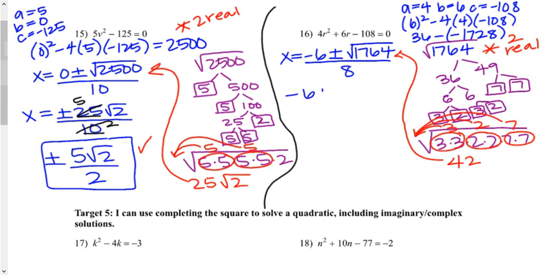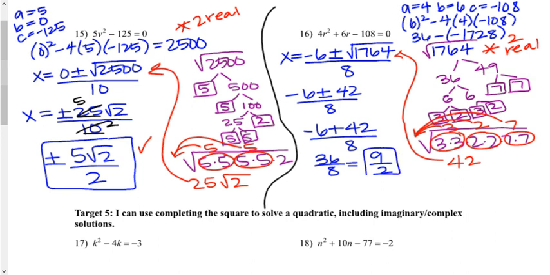So negative 6 plus or minus 42 all over 8. And I can actually follow through and do that math. So negative 6 plus 42 over 8. Negative 6 plus 42 is 36 divided by 8. And if I divide 36 by 4, I'll get 9. And if I divide 8 by 4, I'll get 2. So 9 over 2 is one of my answers.